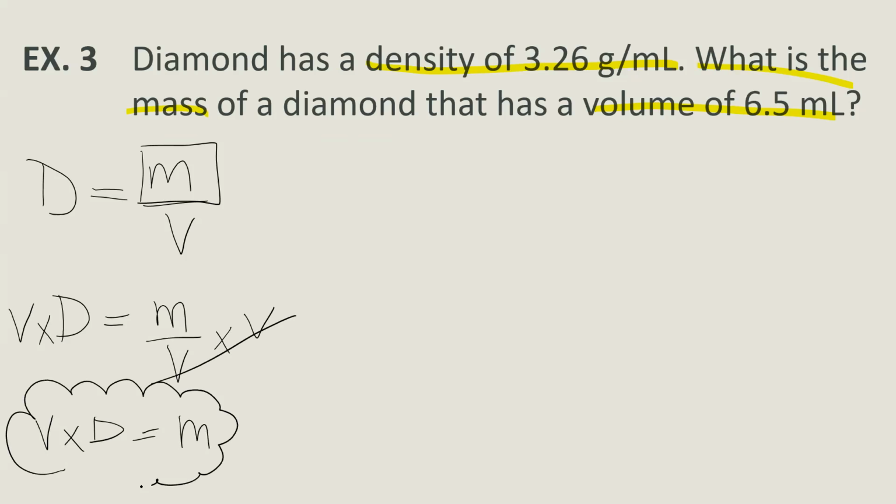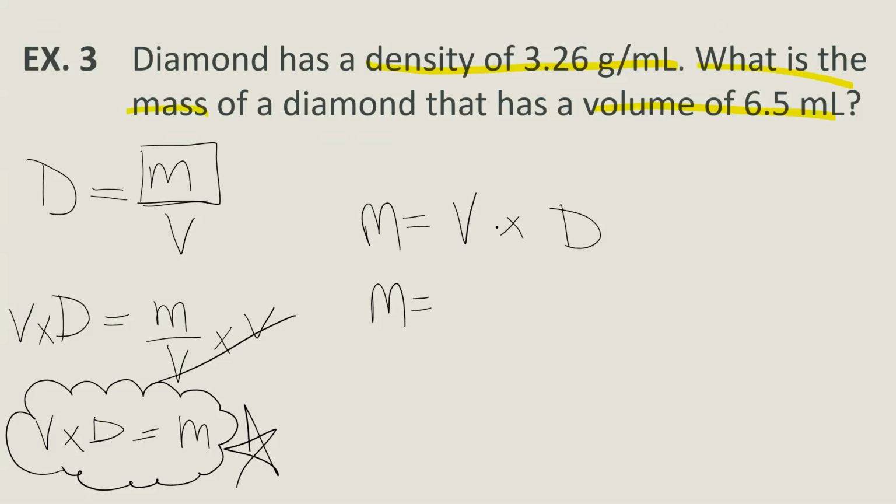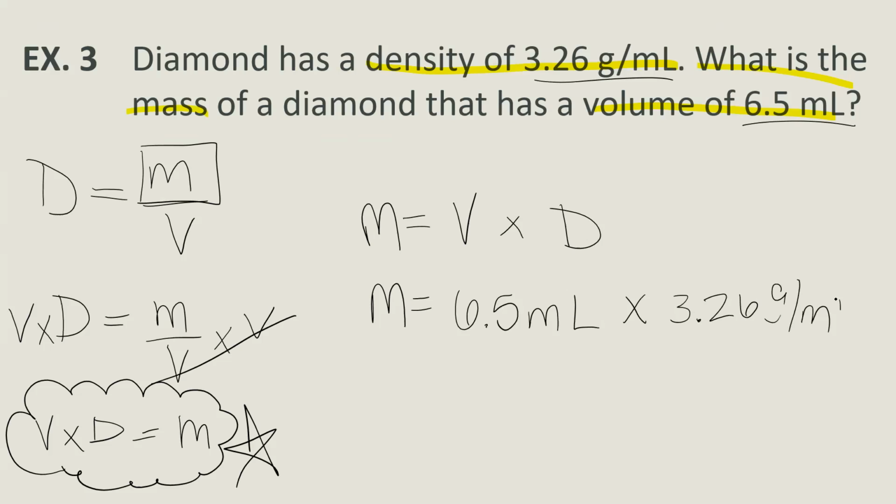So now this is the equation I have to use. So find the mass, m, given a volume and a density, or density and a volume. It doesn't really matter the order since we're multiplying. So mass is going to equal my volume, which is in milliliters, 6.5, times my density with the units gram per milliliter.